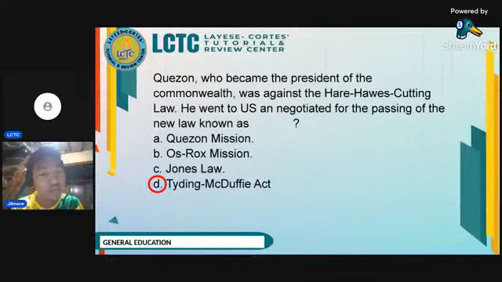Actually, Quezon is afraid that Osmeña will become famous compared to him, and he's afraid that Osmeña will become president instead of him. The Hare-Hawes-Cutting law is a product of the Osrox mission, the Osmeña-Roxas mission. Okay? And it was actually the Hare-Hawes-Cutting law that provided the 10-year period of self-government before the US will give full independence, just like Tydings-McDuffie. Okay? Take note. Tydings-McDuffie is a product of the Quezon mission. Osrox mission, Hare-Hawes-Cutting law.